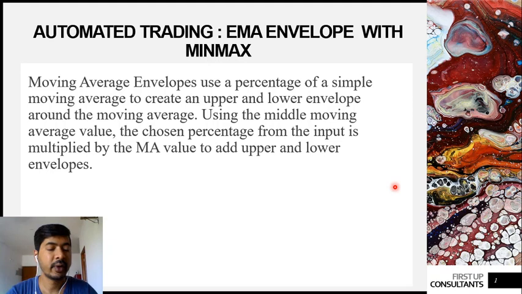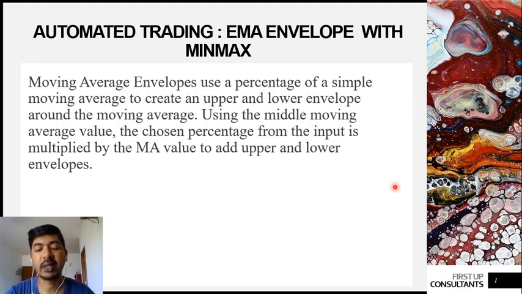Myself Vaibhav. In today's session of automated trading, we will be working with the EMA envelope and we will be adding the MinMax for optimizing the entry and the exit points. Moving average envelope is a simple indicator. We use the EMA and then we add the standard deviation to create the upper and the lower band, and for today's setup we will be utilizing the default values.